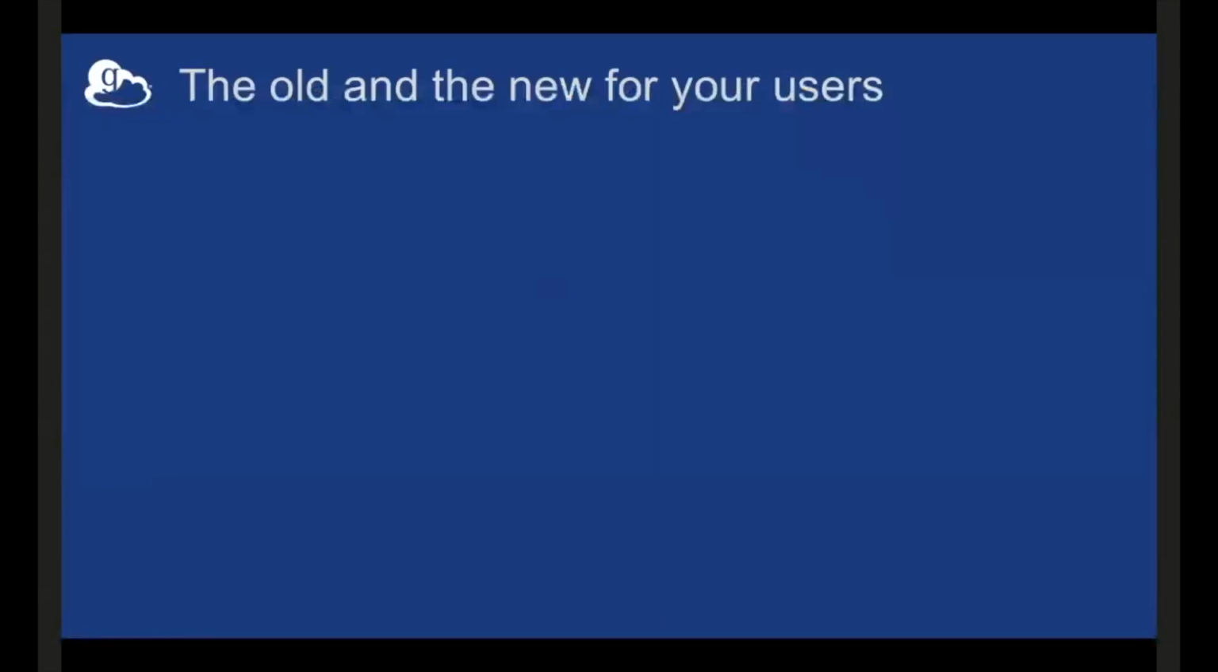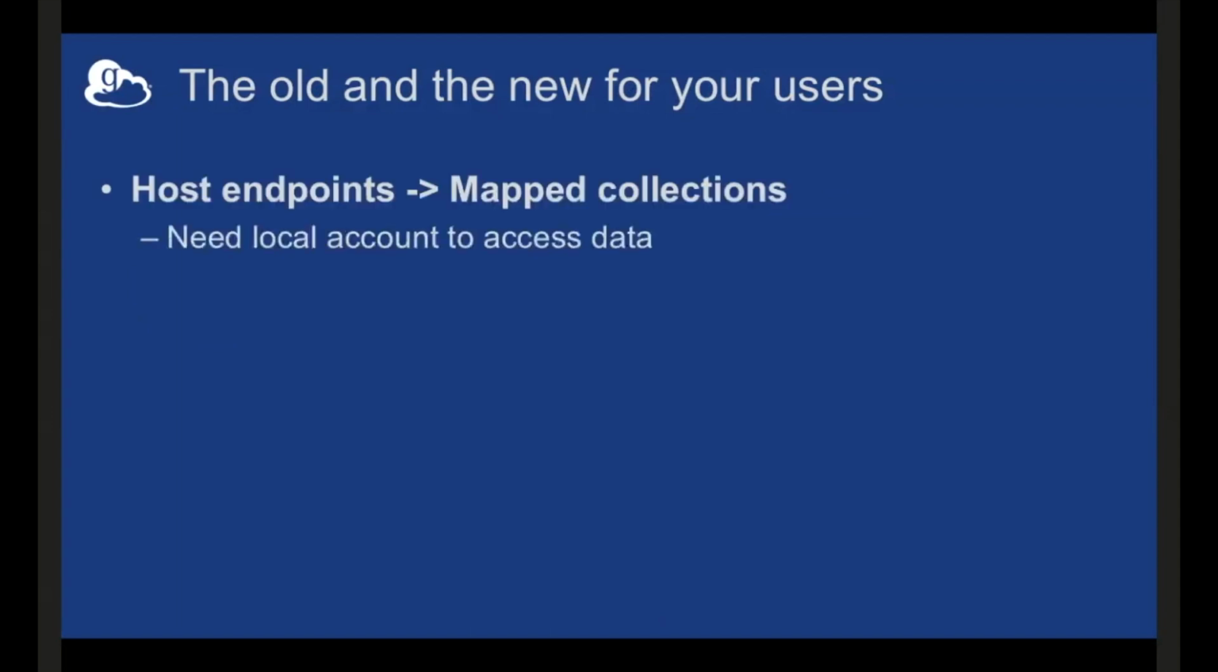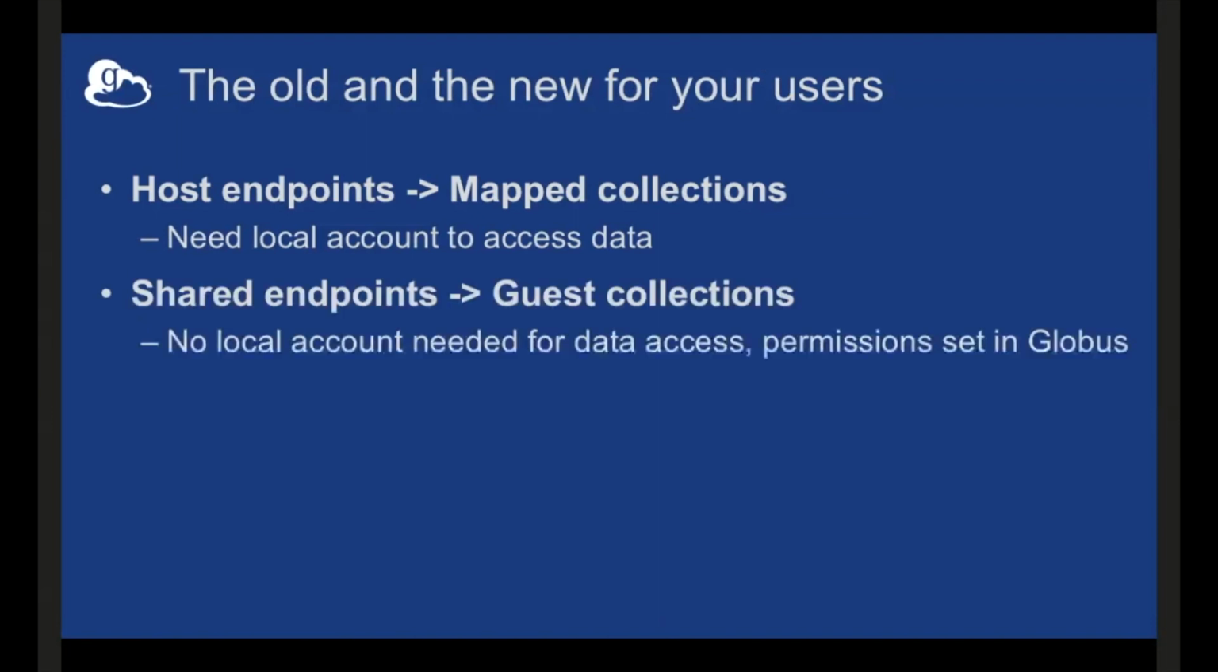So given the new terminology, let's talk a little bit about what's old and new for your users, right? Today on GCS 4, if users are using a local account for data access, then they use host endpoints. And those are called mapped collections in the new model, right? The security flow model is that a local account is required and the data is accessed as that local account. And what we call shared endpoints today, where no local account is required and permissions are set and managed in Globus, are called guest collections in the version 5 model.